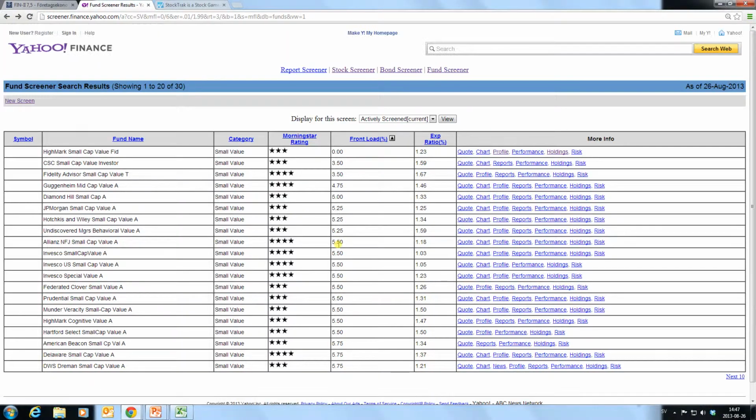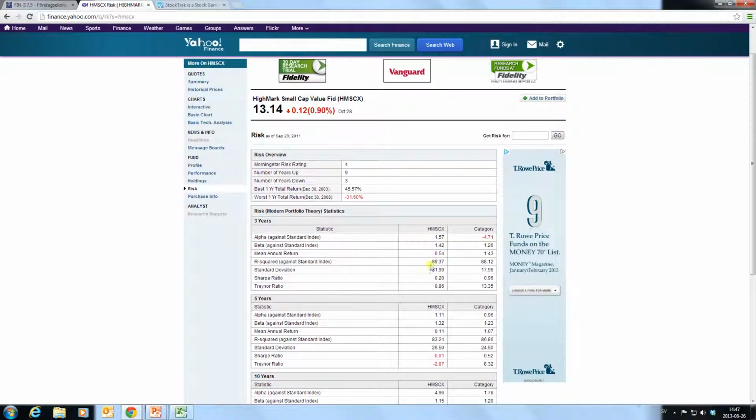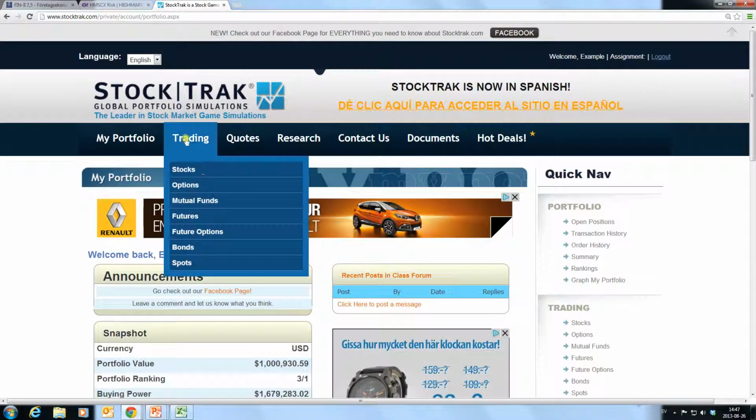One more thing you might want to look at is if you click on risk, where you can see the alpha of the fund, you can see the beta of the fund, you can also see the Sharpe ratio and the Treynor ratio, and you might not know what this means yet when you watch this movie, but you will find out later in the course, so then you could come back here and look at it. Alright, but right now I'm going to purchase this fund, so I go into StockTrack, I go to Trading and choose Mutual Funds.